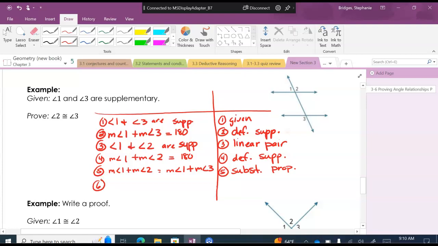Where are we trying to get? What are we trying to prove? 2 and 3 are congruent. Do I now have an equation where 2 is on one side and 3 is on the other side? Yep. What's the same on both sides of that equation? 1. So just like we did before, is it okay if I subtract the same things off of both sides? Yep. So I'm going to say the measure of angle 2 equals the measure of angle 3 because of the subtraction property.